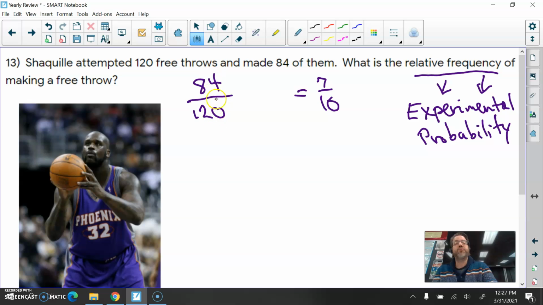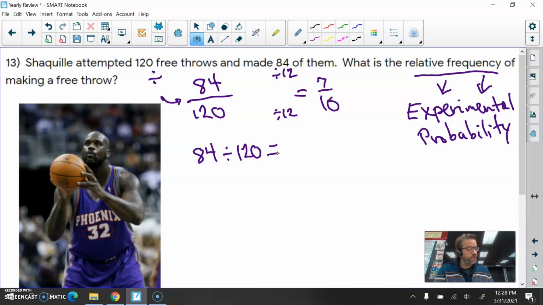And I'm just dividing both of these by 12 to get there. That's my greatest common factor of these two numbers. So I get 7/10. Otherwise, you can divide these. The fraction bar always means divide. Okay, so we can do 84 divided by 120, and you can use a calculator to do this. And let's see what we get. 84 divided by 120 equals 0.7.